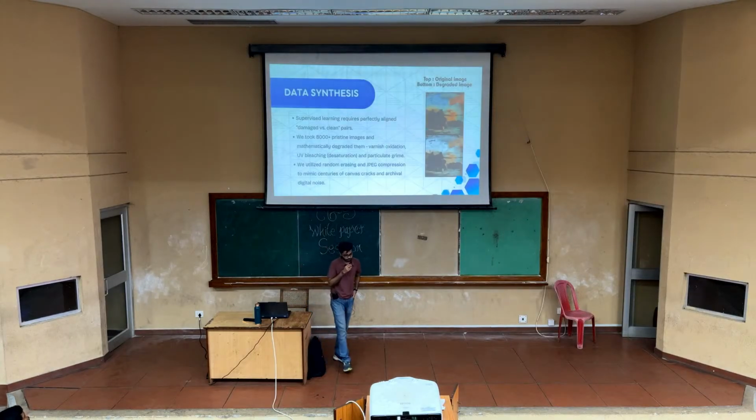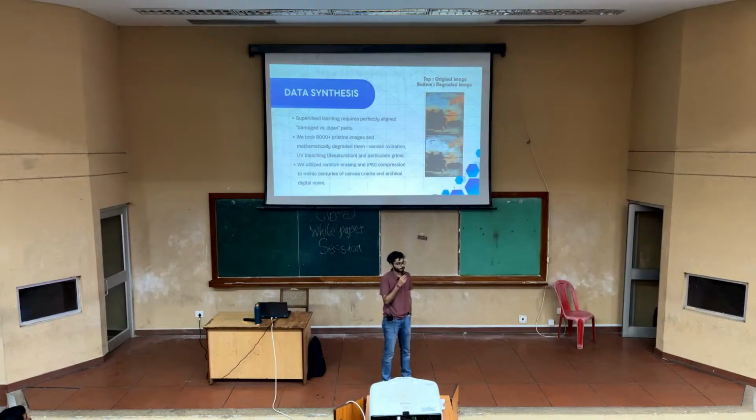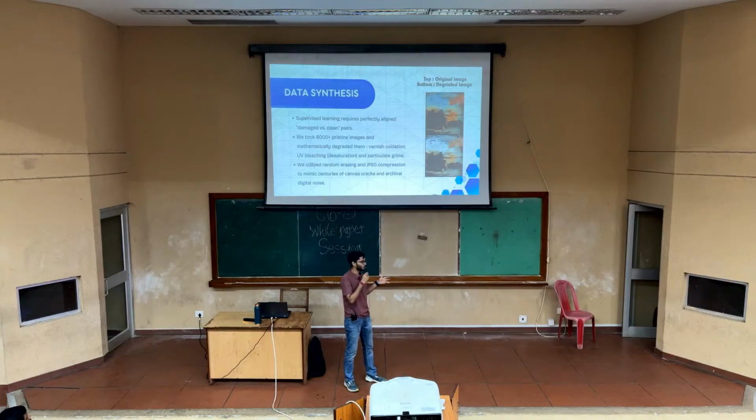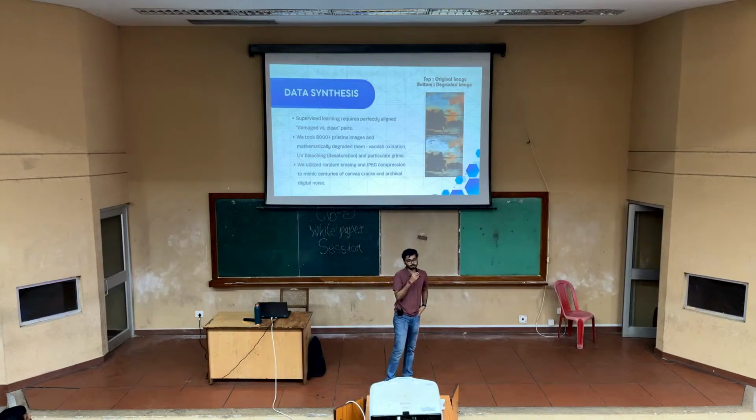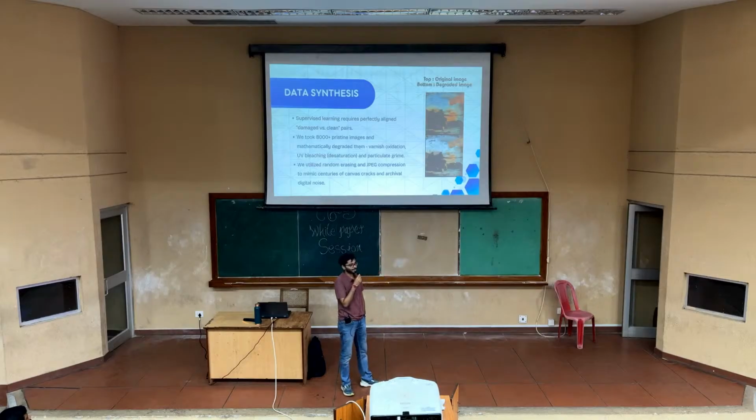Okay, so the first problem I faced was that anywhere on the internet you cannot find a paired data set. In supervised learning we must have a paired data set, right? The first will be a damaged image and the second will be a restored image. I could only find some 200 or 300 paired images, and you must know that only 200 to 300 images doesn't matter in deep learning.